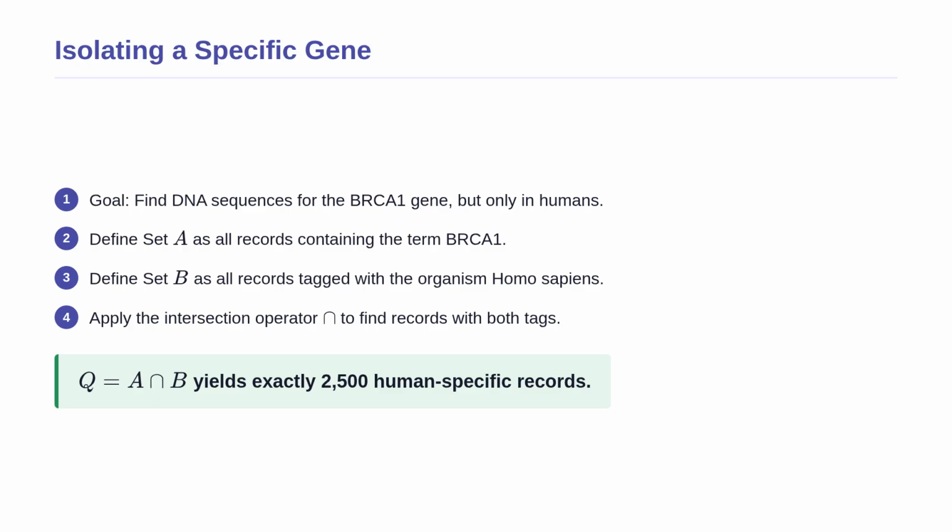By applying the intersection operator, or Boolean AND, the system scans for records possessing both tags simultaneously. The final answer drastically reduces the search space to just 2,500 highly relevant human-specific records.